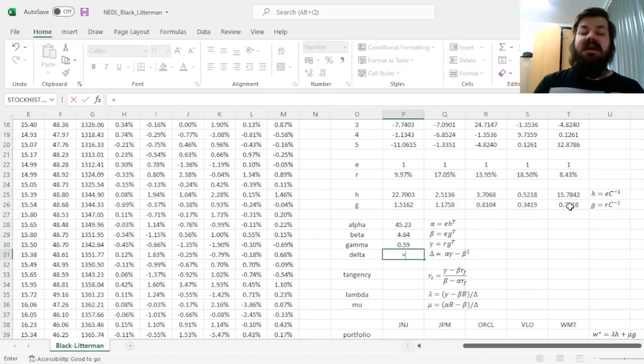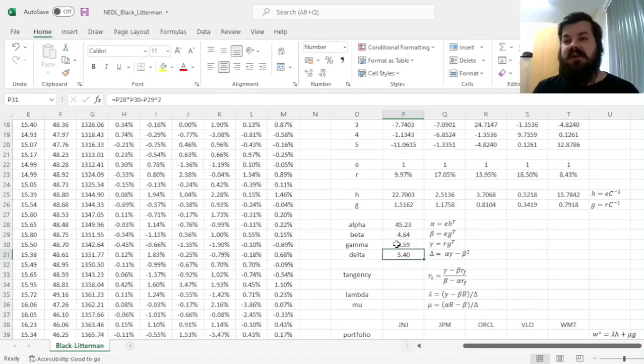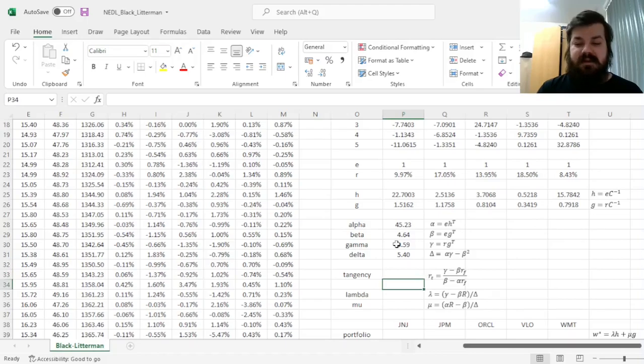And the delta is just the normalizing term, which is alpha times gamma minus beta squared. Why do we need to input this specification here? Well, it is to obtain the closed form solution for the tangency portfolio to ease our convergence for the numerical optimization of the Black-Litterman expected returns.